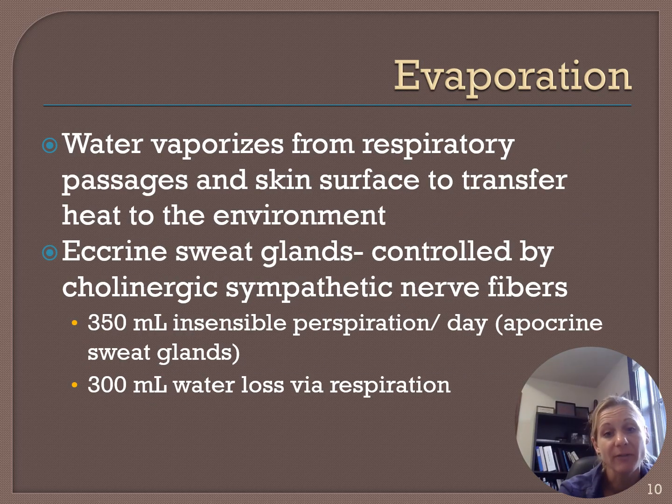Okay, so we think about evaporation. Again, this is the only medium that serves as a heat loss, but not a heat gain potential. So we can only lose heat through evaporation. Water vaporizes from the respiratory passageways and the skin surface to transfer heat to the environment. We're going to use what are called eccrine sweat glands, and these are controlled by the cholinergic sympathetic nerve fibers. And essentially, we are going to lose about 300 mLs of water per day via respiration.